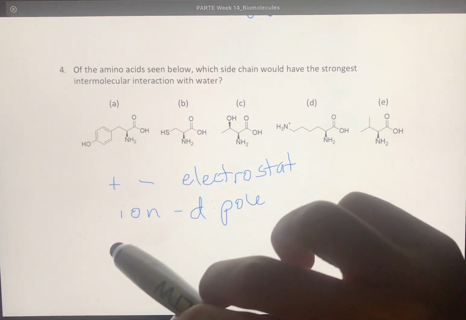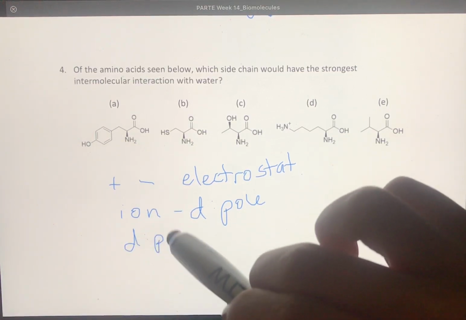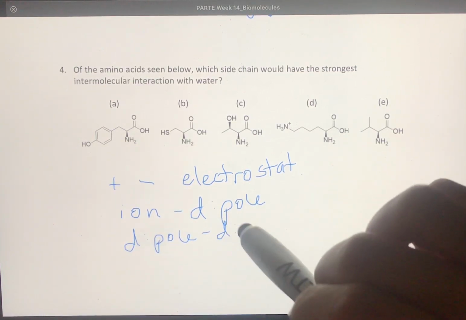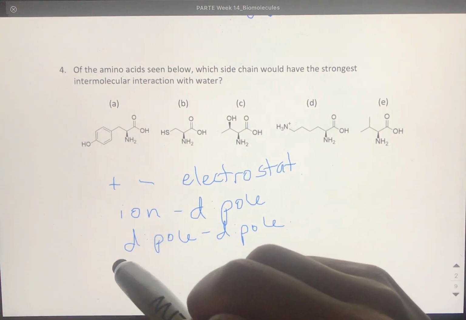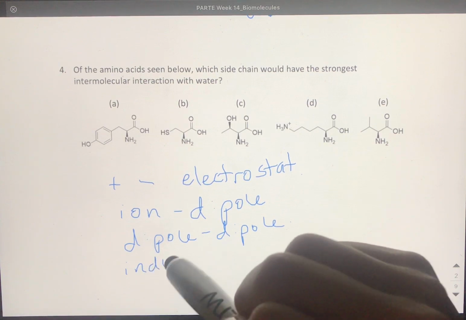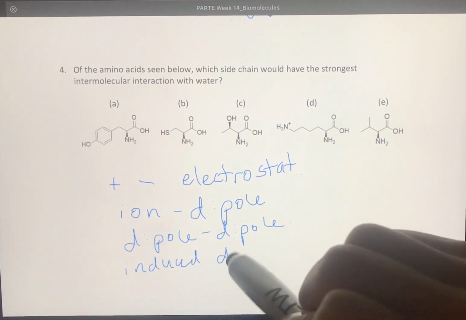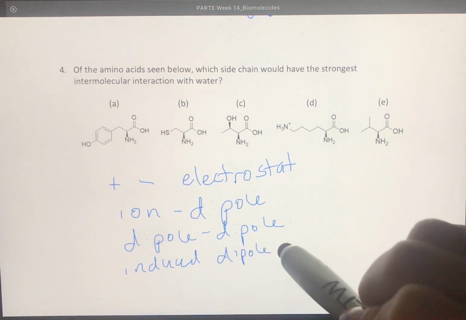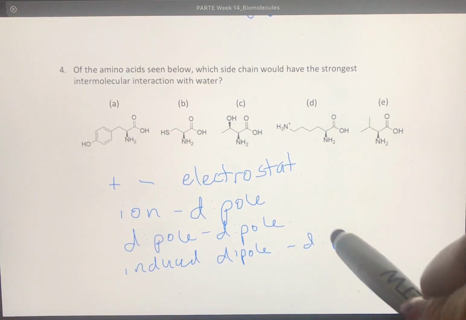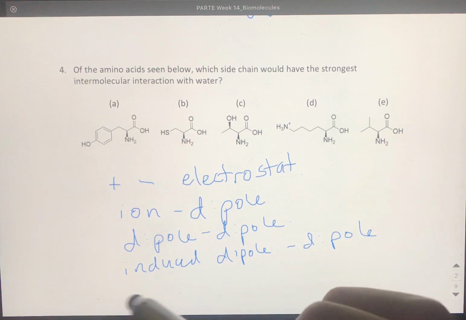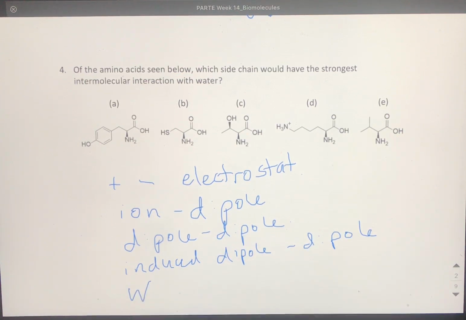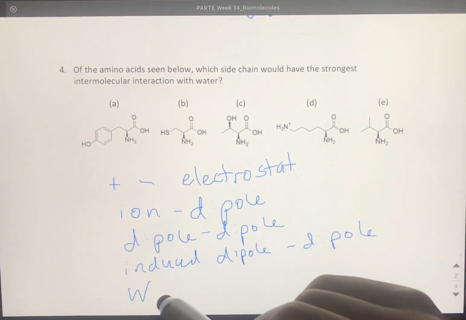And then after that we have dipole-dipole, and then we have induced dipole-dipole, and then finally we have the van der Waals, which are just induced dipole, induced dipole.